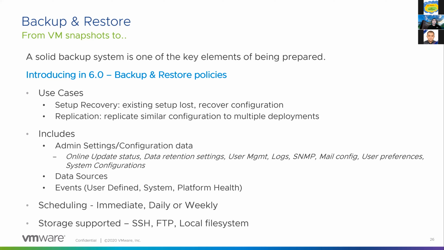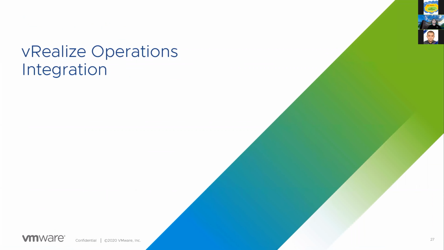And then we have the option to schedule it either immediately or daily or weekly. These are the only three schedules that are available. And the target storage which is supported is SSH, FTP, or the local file system, right? So this is just an introductory, or version 1.0 feature on Network Insight, which we have as of today.